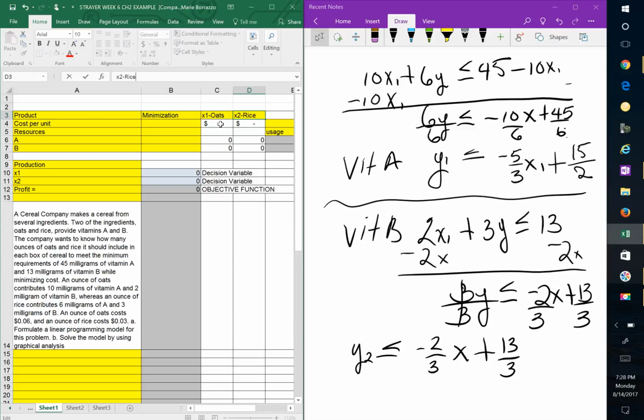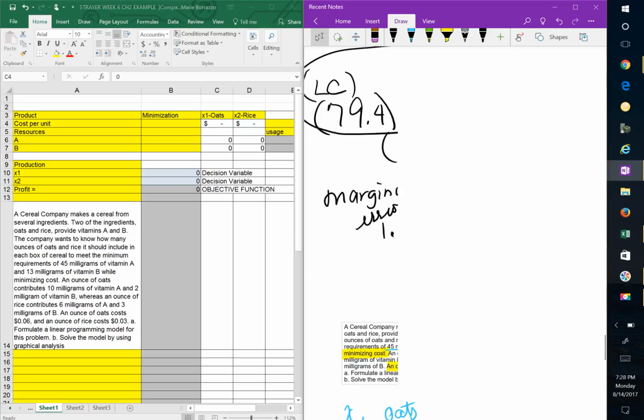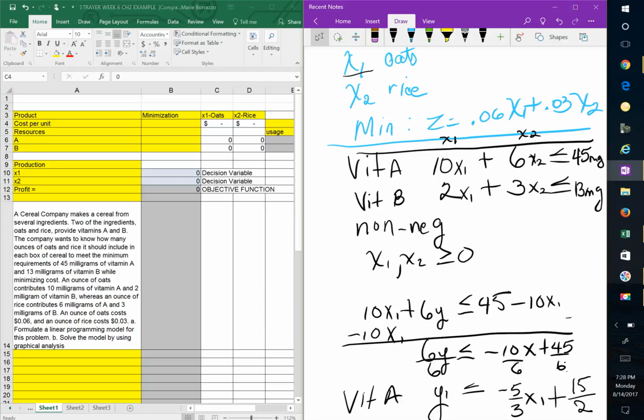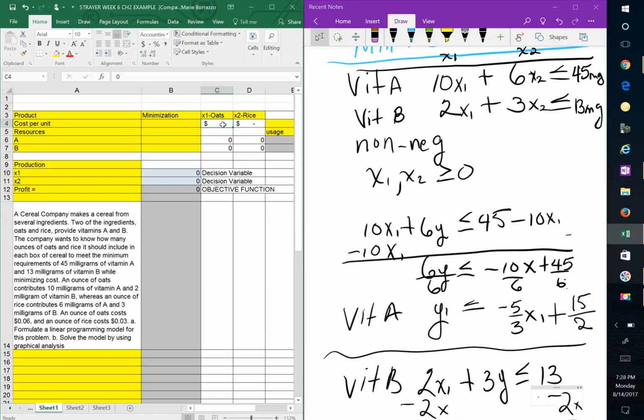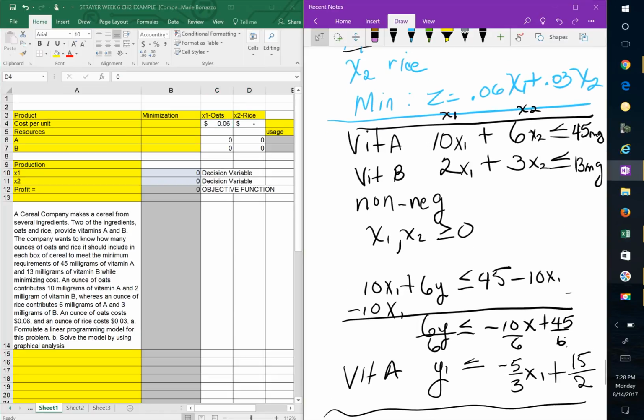Okay. We also know that the cost per unit in this case is, we go back to our model, 0.06 for the oats and 0.03 for the rice. So we'll bring that value here. Now, as far as the vitamins, this is vitamin A, so we're going to put vitamin A. And this is vitamin B. And what we know is that for oats, we need 10 milligrams of vitamin A versus 6 for the rice, and 2 milligrams of vitamin B for oats versus the rice where you have 3.